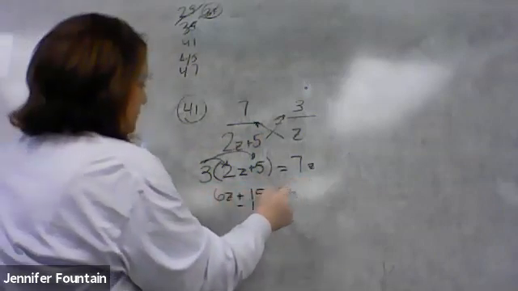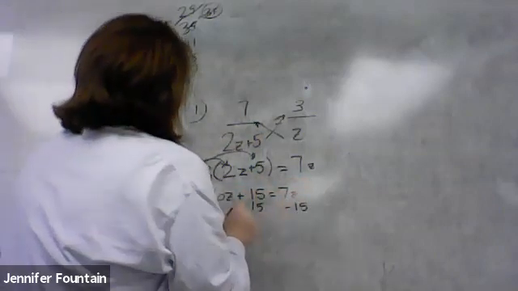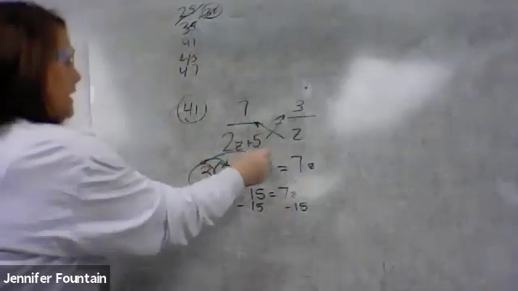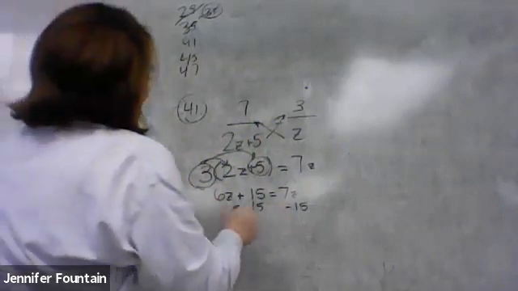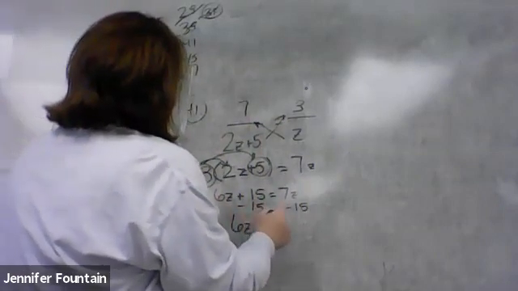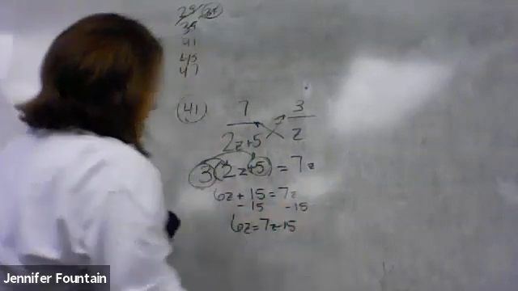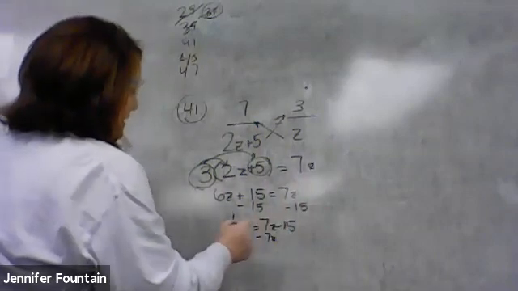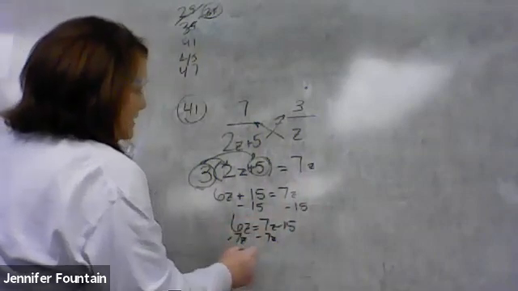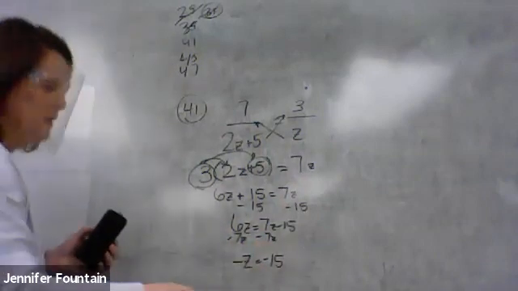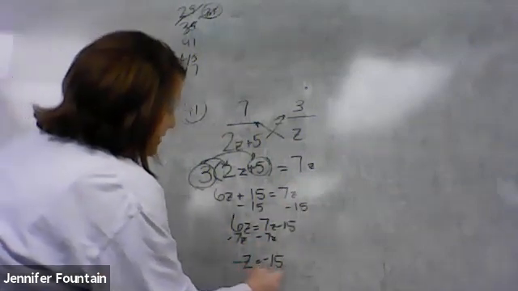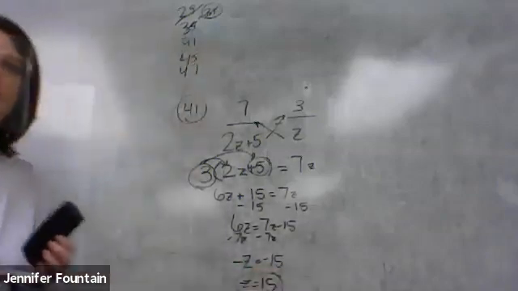I'm going to subtract 15, subtract 15. Where did 15 come from? 3 times 5. I had to distribute. So I have 6z equals 7z minus 15. Subtract 7z, subtract 7z. Now I have a negative z is equal to negative 15. So a positive z equals a positive 15.